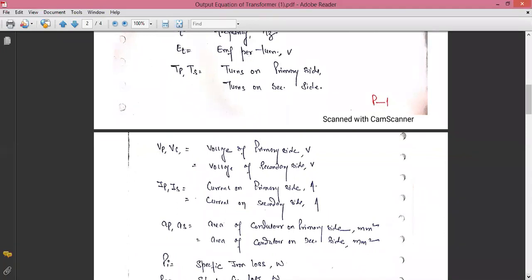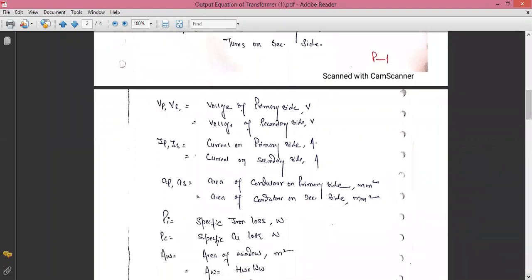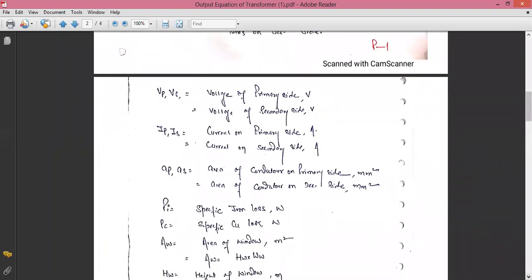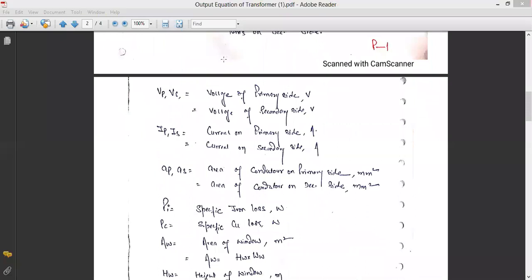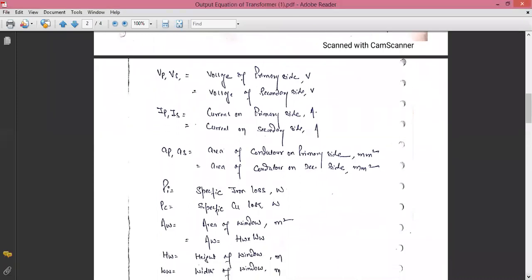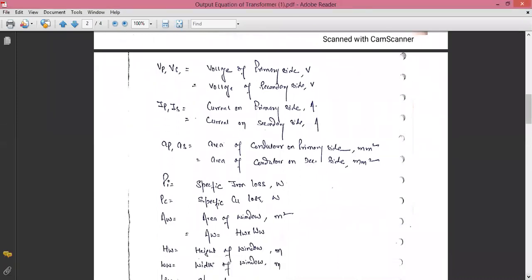After that, we have AP and AS. AP means the area of the conductor used on the primary side, and AS is the area of the conductor on the secondary side, in mm square. Next you have PI. This PI means specific iron loss. It will be denoted in watts. Next we have PC, that is specific copper loss, again in watts.